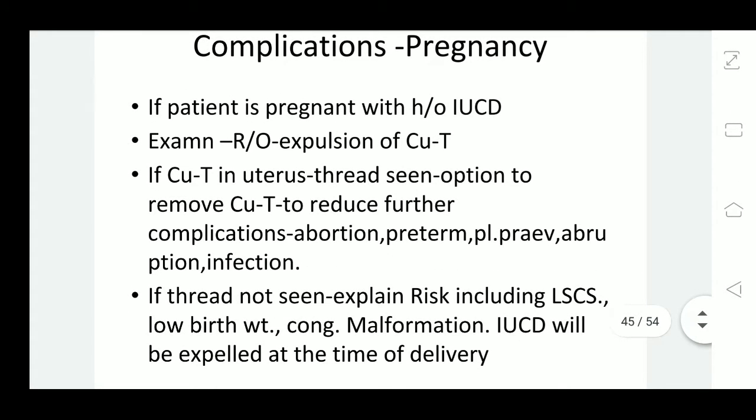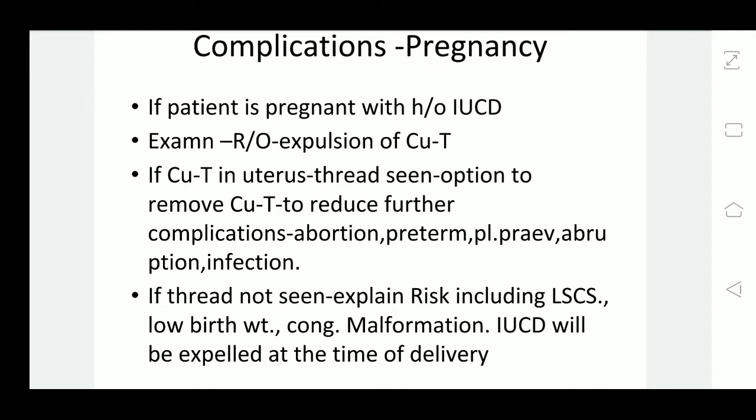Another complication is perforation of uterus. So, if the patient is pregnant with the history of IUCD insertion, when she comes to you, rule out expulsion of copper T. That by history you may be knowing, you can rule out if she tells you the history of copper T expulsion. If she doesn't give the history of copper T expulsion, you will do the speculum examination, and thread may not be seen or thread may be seen. If the thread is seen, then you can give her an option that the copper T can be removed.